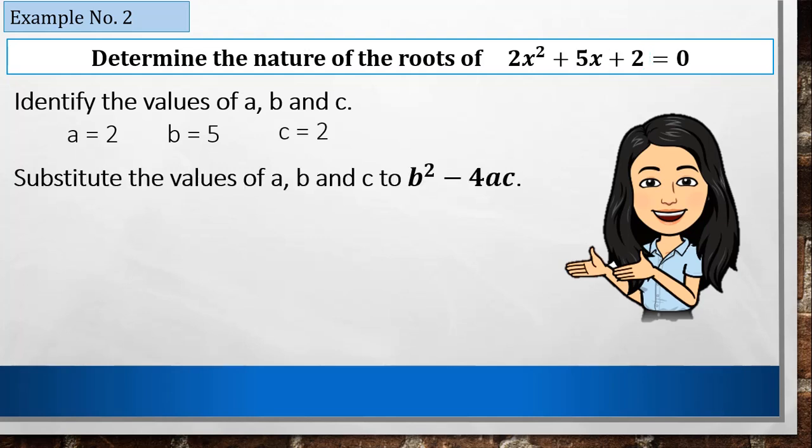And then, substitute the values of A, B, and C to B squared minus 4AC. So, yung formula natin para sa discriminant. So, palitan natin si B ng 5. So, magiging 5 squared minus 4 times A is 2 and then si C ay 2. And then simplify. 5 times 5 is 25 minus 4 times 2 is 8 times 2 is 16. And then subtract 25 minus 16. The answer is 9. So, ang discriminant natin ay 9.